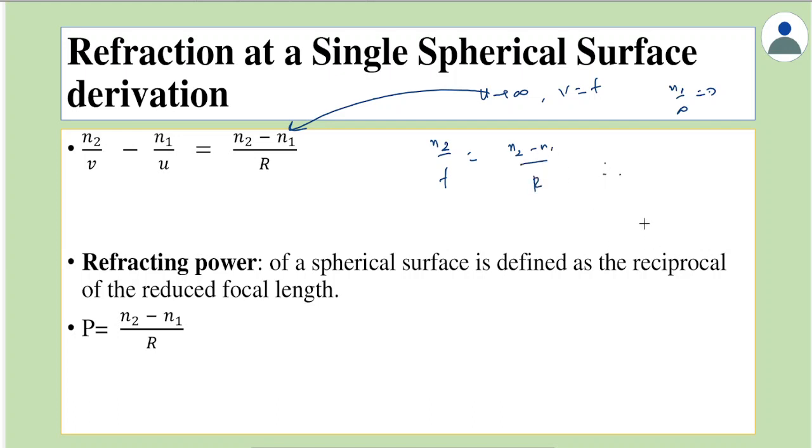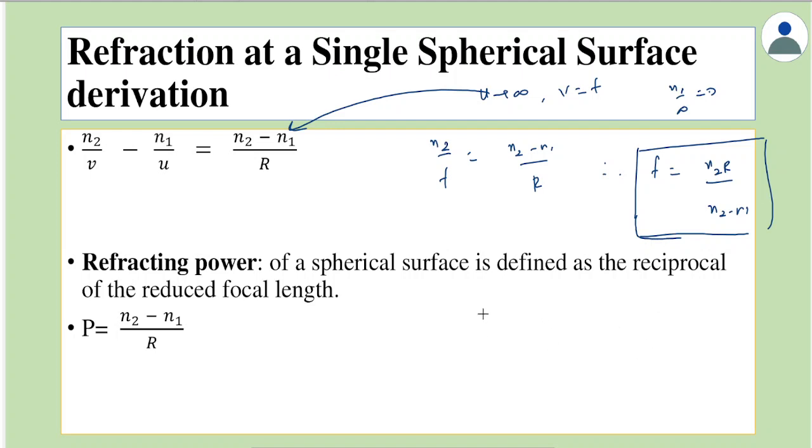Therefore from here, if we solve it, then F is equal to n2r by n2 minus n1. So this is called the image focus, and by convention this would be its focal length also.